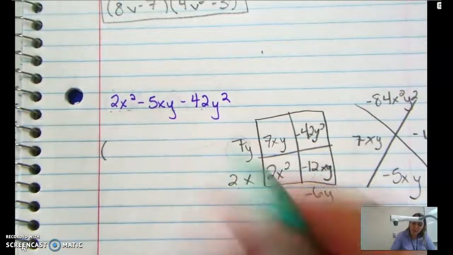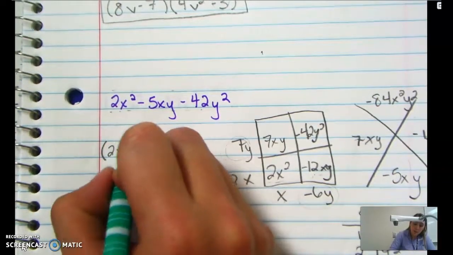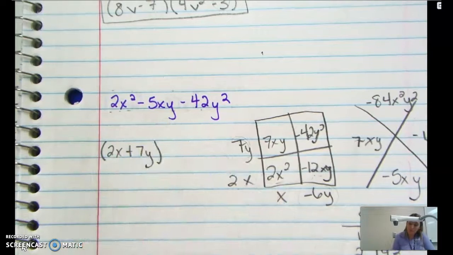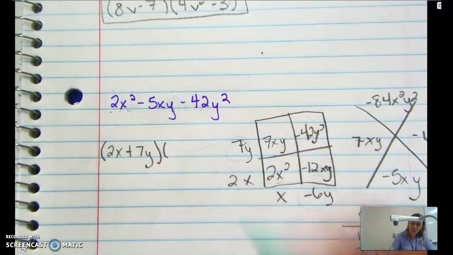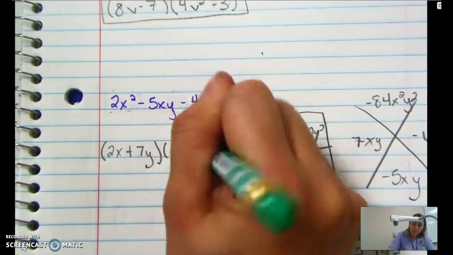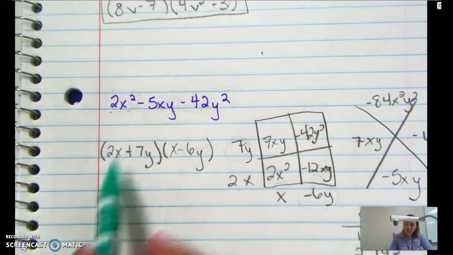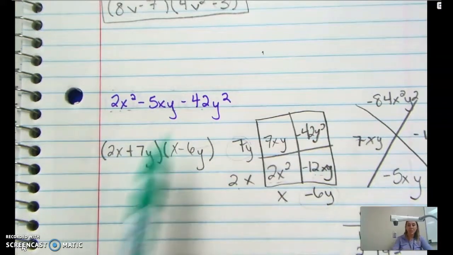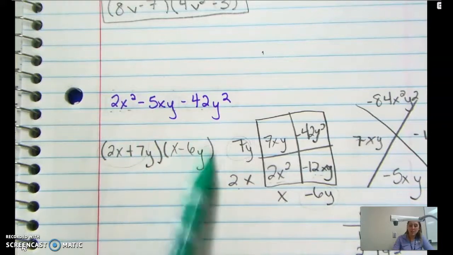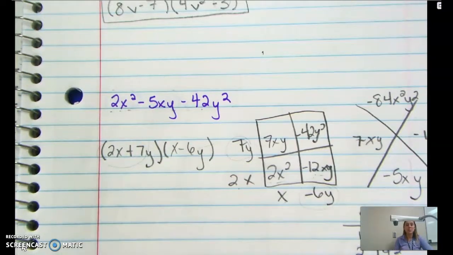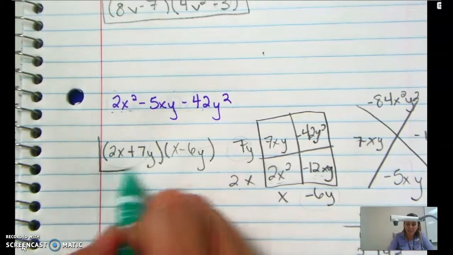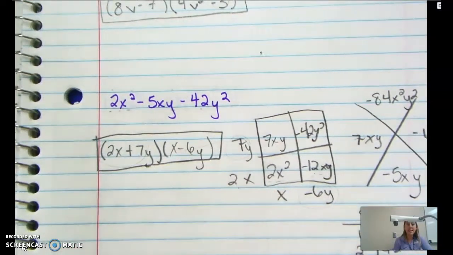So then we can go ahead and write our answers. So we have 2x plus 7y, and then we have x minus 6y. And then we can check, and none of those factor any further. There's no greatest common factor, and these aren't perfect squares. So we are done. So our final answer for this one would be that. So that is factoring, doing box and diamond with a trinomial with 2 variables.